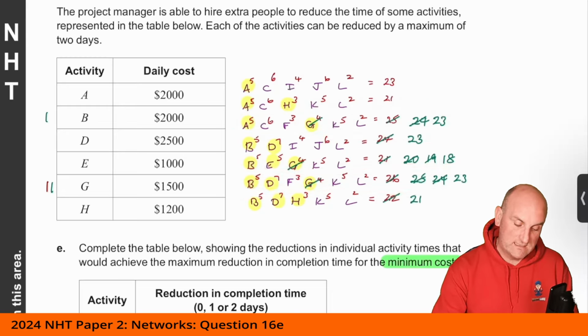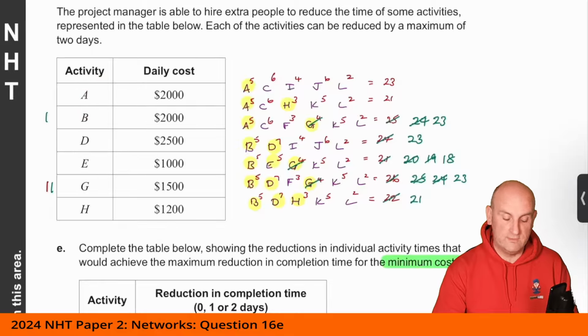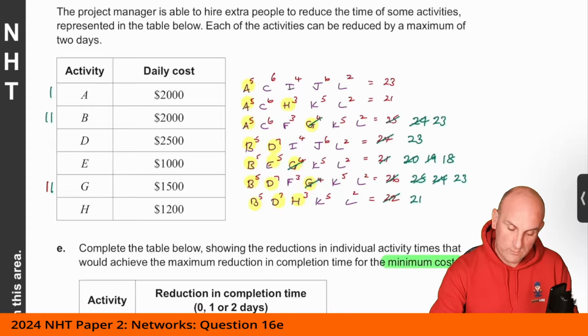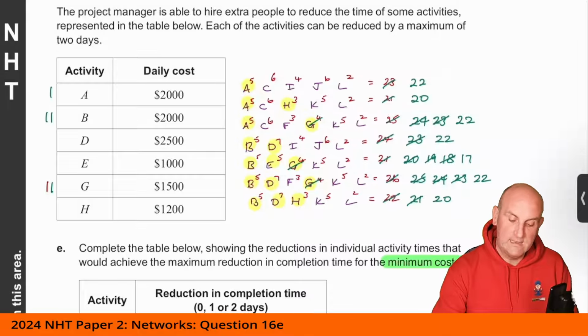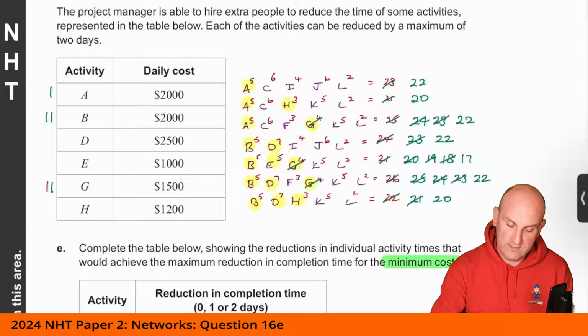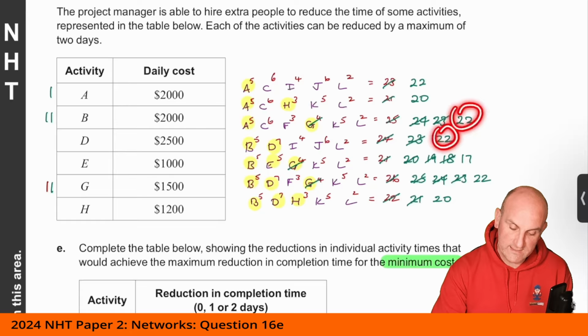So actually, as it turns out, because A and B are both $2,000, I'm going to take 1 off of A and 1 off of B. So 1 off of A gives me 22. 1 off of A there gives me 20. 1 off of A gives me 22. 1 off of B gives me 22. 1 off of B gives me 17. 1 off of B gives me 22. 1 off of B gives me 20. Now, again, what we've got to do is 1 at a time. And every time I do this, I'm now looking and saying we've got a 22, a 22, a 22, a 22.